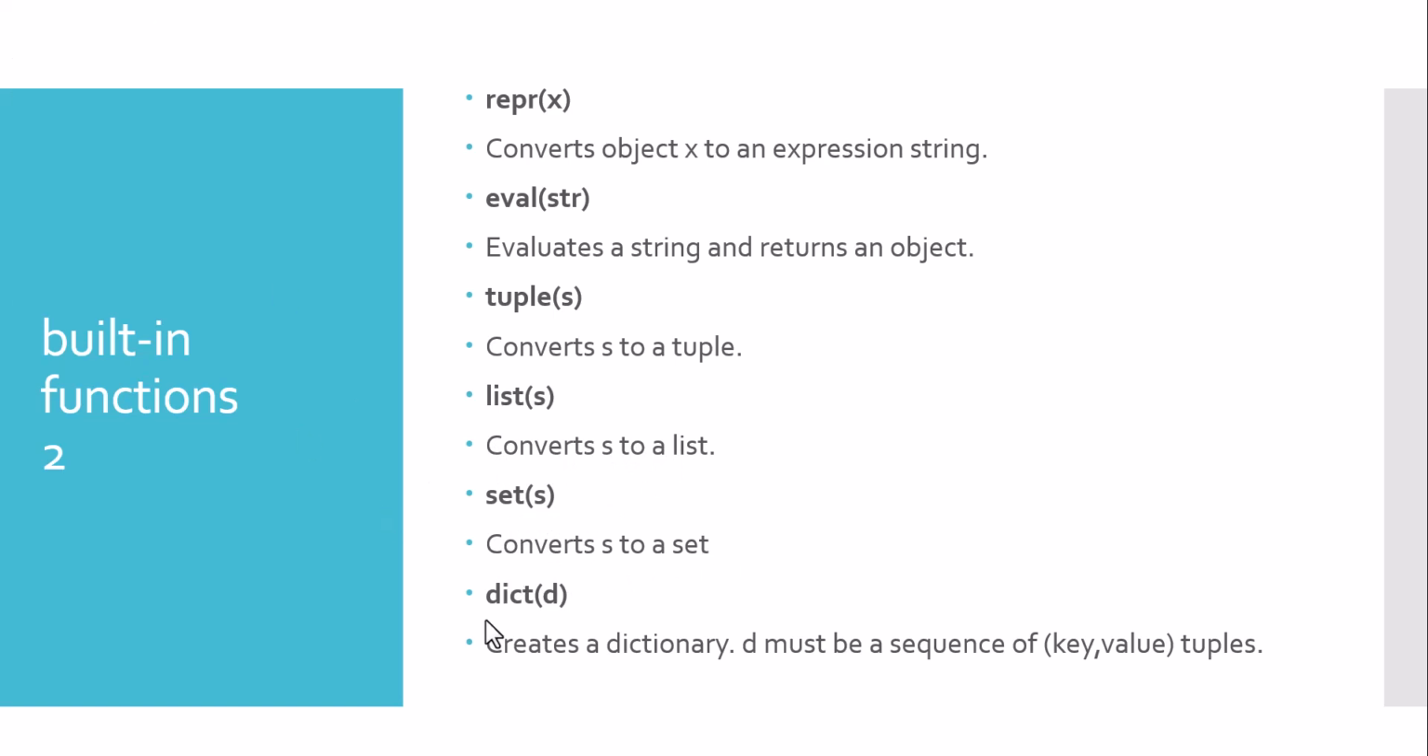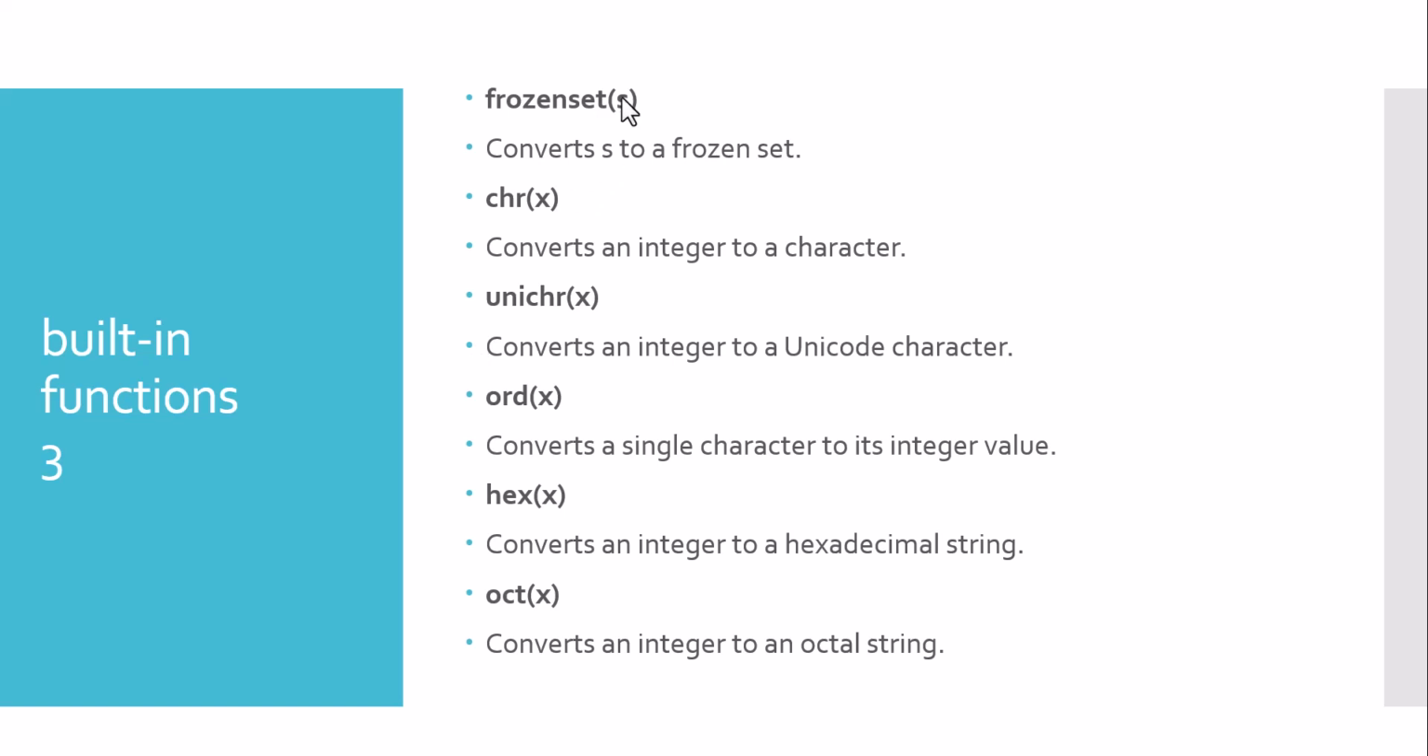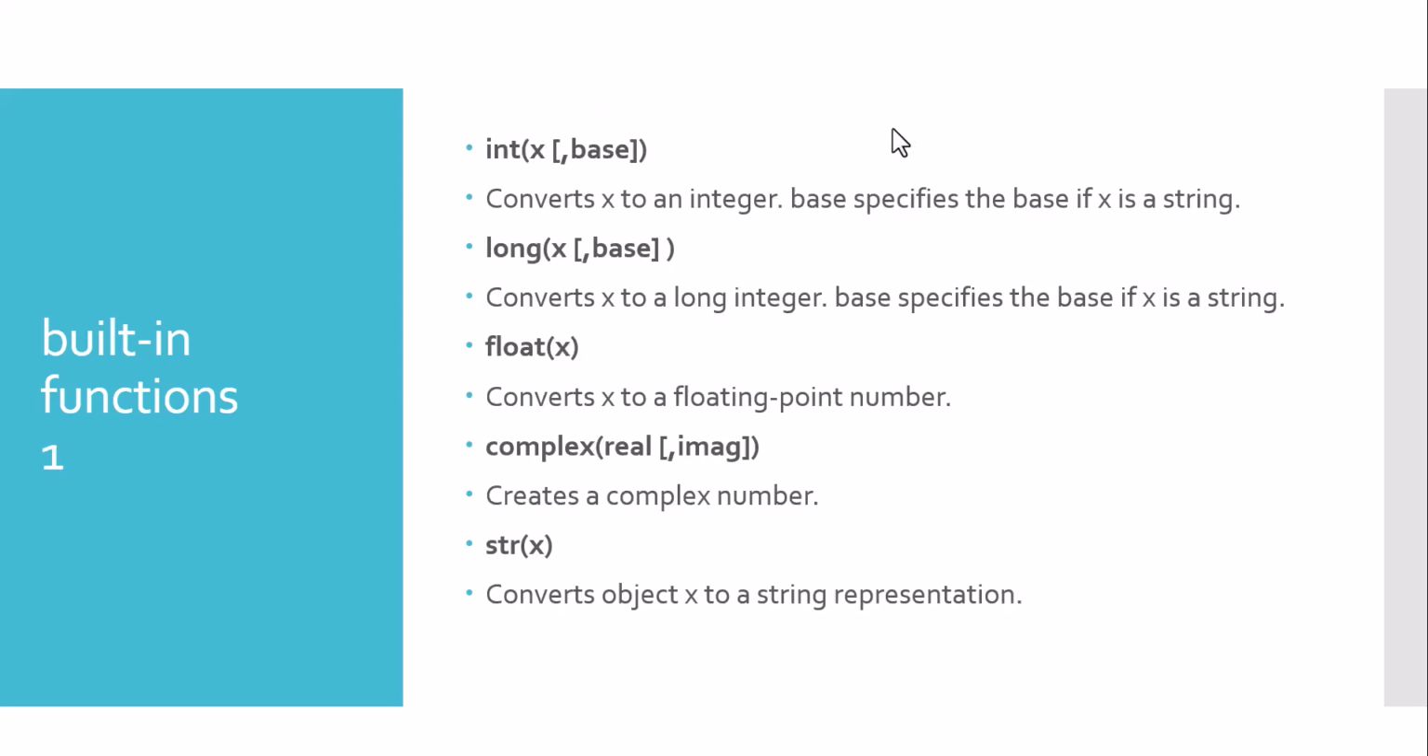Similarly, dict d creates a dictionary. D must be a sequence of key value tuples. Similarly, frozenset s converts s to a frozen set. Chr x converts an integer to a character. Unichr converts an integer to a Unicode character. Ord x converts a single character to its integer value. Hex converts an integer to a hexadecimal string. Oct converts an integer to an octal string. Let's see some examples of these built-in functions. We will convert some values into float.